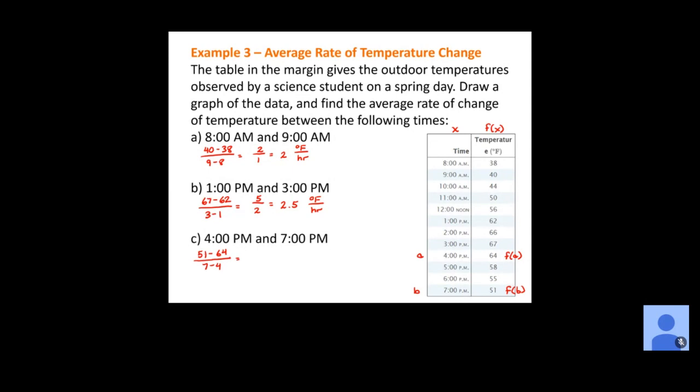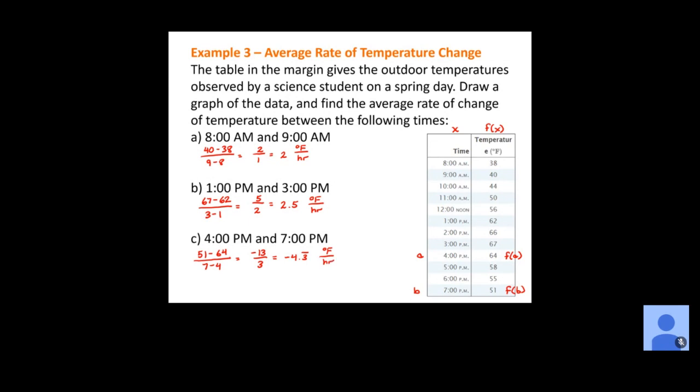Now we subtract. 51 minus 64 is actually going to give us a negative 13. Then we're going to divide that by 7 minus 4, which is going to give us 3. Now, again, if you want to get a decimal, this one's going to actually be a repeating decimal, but we can round it off. This is approximately negative 4.3 repeating. And then again, this is going to be degrees Fahrenheit per hour.